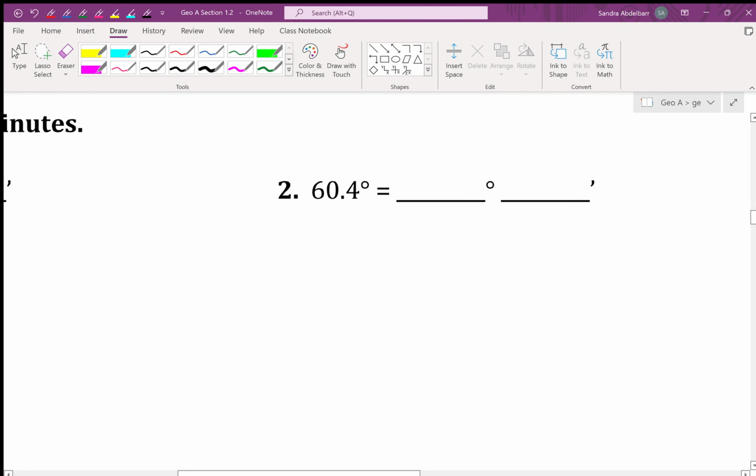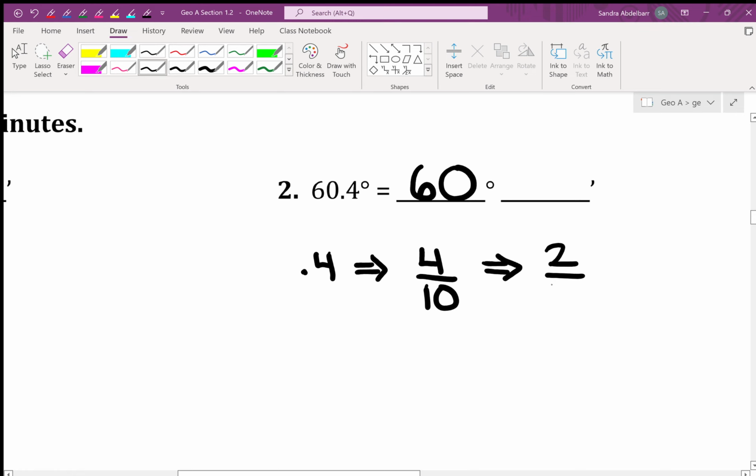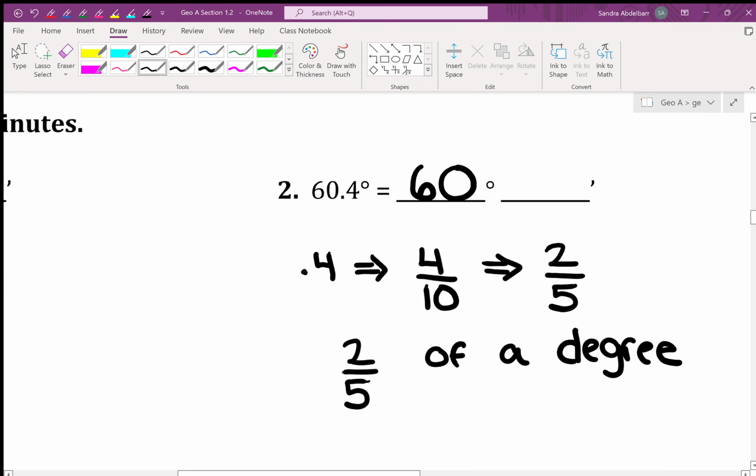So in number 2, we have 60.4 degrees. I'm going to start off the same way. I'm going to take my whole number. What is my whole number? 60. Keep your 60. And then I'm going to take the fractional part. The fractional part is the 0.4. Do we agree that 0.4 is the same as 4 over 10? Yes. And what is 4 over 10 reduced to? 2/5. So now this represents 2/5 of a degree. Do you agree that's what 0.4 is, 2/5 of a degree?